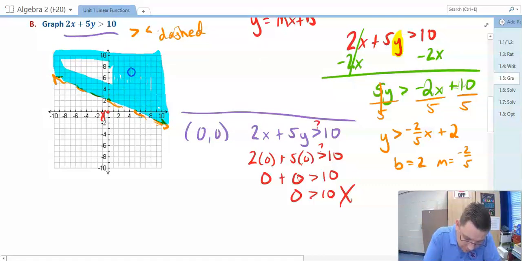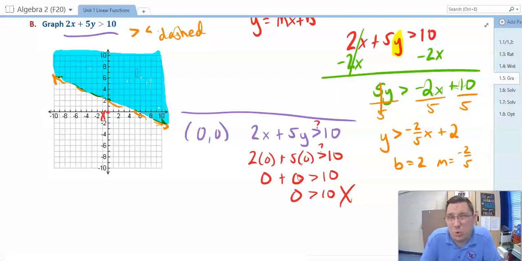Any point in that blue shaded region is a solution. Any point on the orange dashed line in this case is not a solution. So again, anything just above it will work. Anything on it won't. Anything below it definitely doesn't, right? Because we tested 0, 0 and it doesn't work.